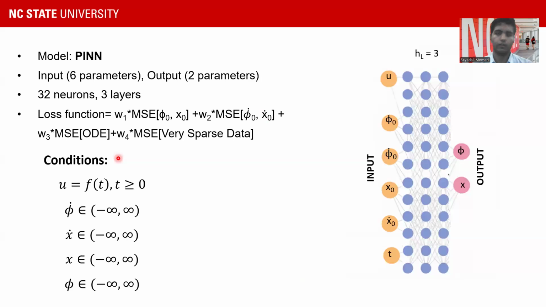And the final model is the physics-informed neural network. Again, same input and output, but three hidden layers with 13 neurons each. The main difference of this model with the others is the loss function, which is calculated by adding the MSE of initial conditions, I mean, initial angular position and their derivatives, and the MSE of the ODE, and the MSE on very sparse data, for example, 7 data points.